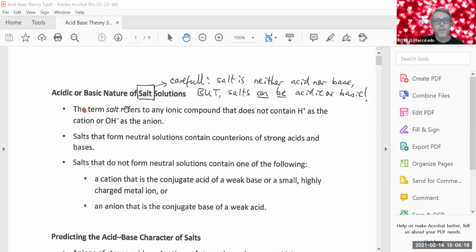We can see here that the term salt refers to any ionic compound that does not contain a proton as the cation or hydroxide as the anion. So by not containing the proton, we would say it's not acidic. By not containing the hydroxide, we'd say it's not basic. Therefore, it's something else. However, salts can actually hydrolyze and do other things. Salts can actually be acidic or basic or neutral. So I just want you to be careful about thinking of salt as the third type of ionic compound after an acid or a base. It's not quite that straightforward.